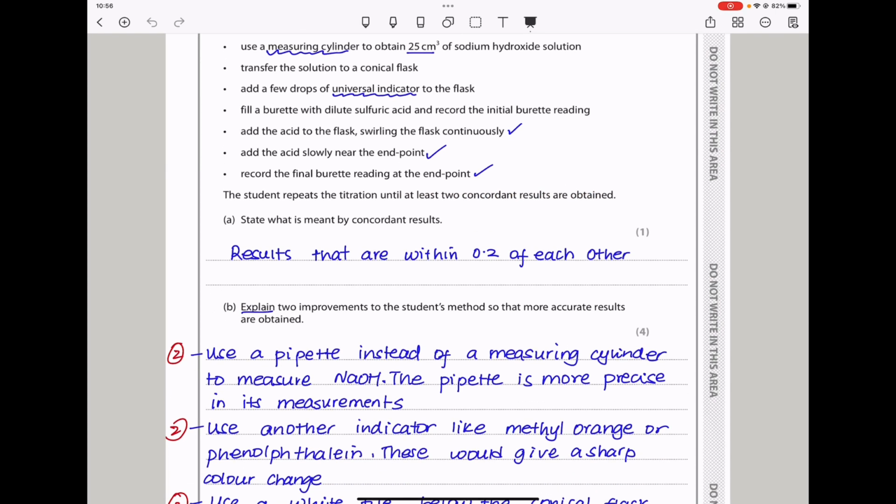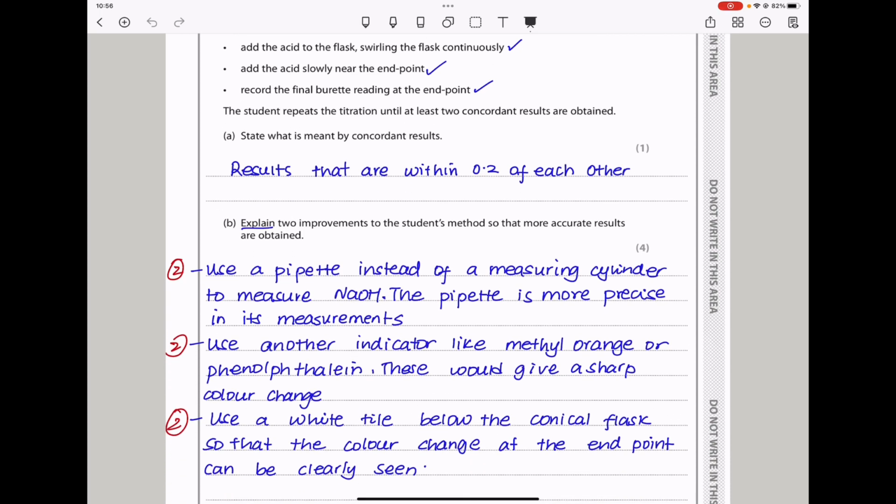State what is meant by concordant results. These are results that are within 0.2 of each other. You could say plus or minus 0.2. And in part B, explain 2 improvements to the student's method so that more accurate results are obtained.